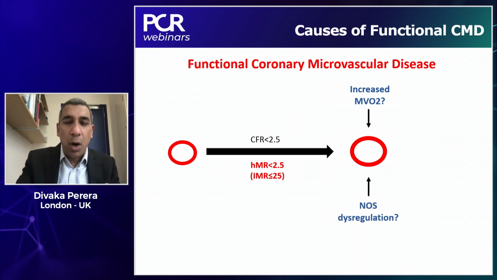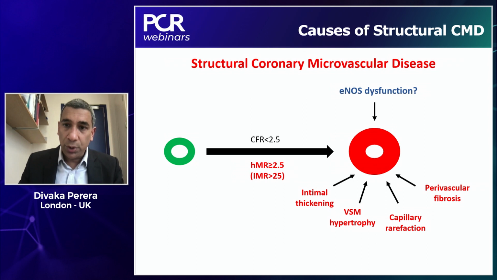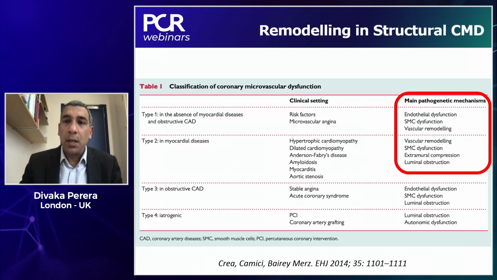Now, we don't yet know how the functional and structural groups relate to each other temporally, but it may be that this is an early stage of the process that goes on to then become structural microvascular dysfunction. And in the structural cohort, there may be, again, nitric oxide synthase dysfunction, but there are vascular remodeling related issues that limit that minimum microvascular resistance. That can be intimal thickening, abnormalities of the vascular smooth muscle cells themselves, which may be hypertrophied, capillary rarefaction, and perivascular fibrosis, all of which we'll hear more about from Javier.